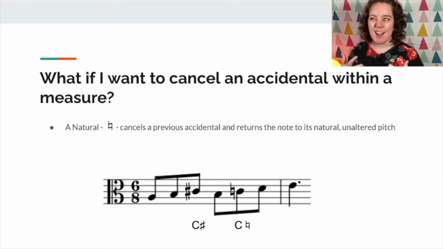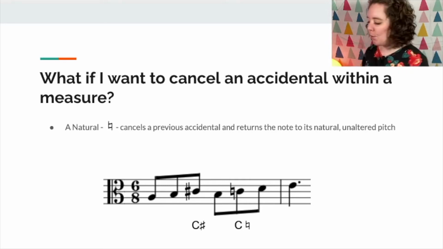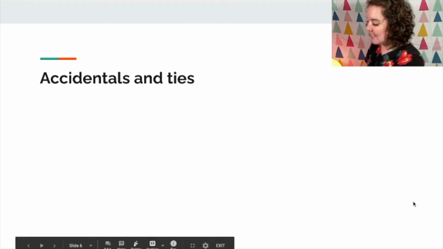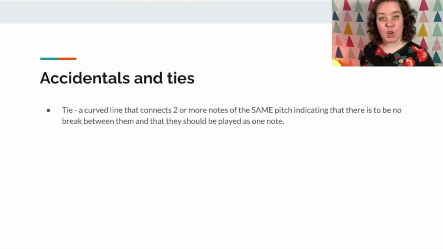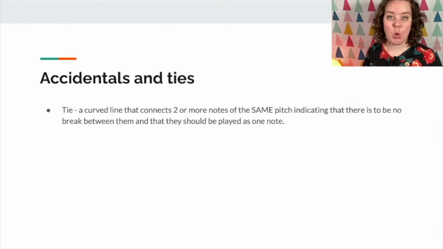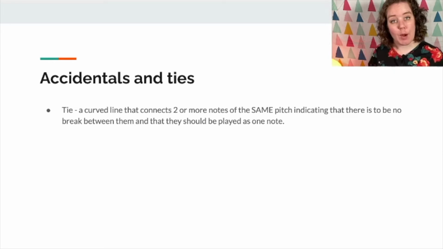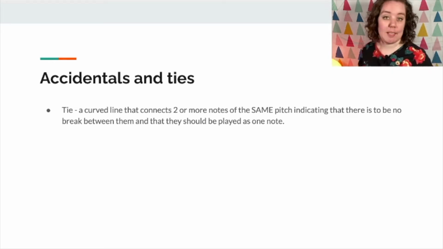So that's kind of a fail-safe if you want to go back to that original note. And that brings us to accidentals and ties. A tie is a curved line that connects two or more of the same pitch, indicating that there is to be no break between them and that they should be played as one note.